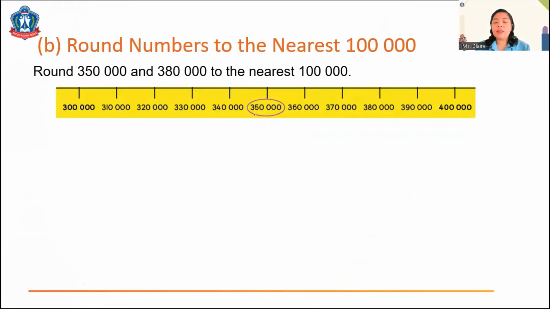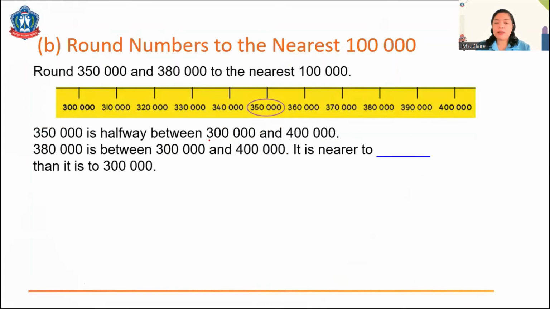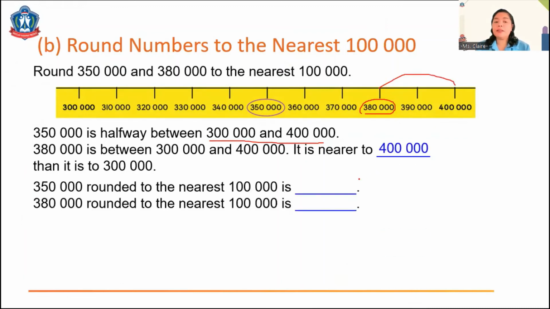350,000 is halfway between 300,000 and 400,000. 380,000 is between 300,000 and 400,000, but it is nearer to 400,000 than 300,000. Since 350,000 is halfway between 300,000 and 400,000, when we round it to the nearest 100,000, that is 400,000. The same with 380,000, when we round it to the nearest 100,000, that is 400,000.